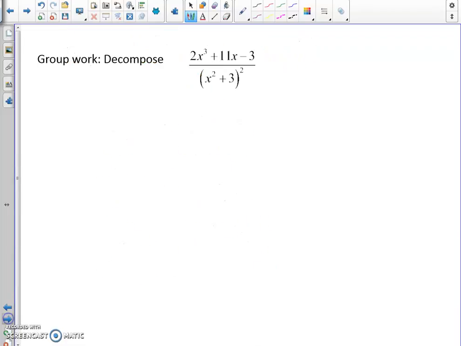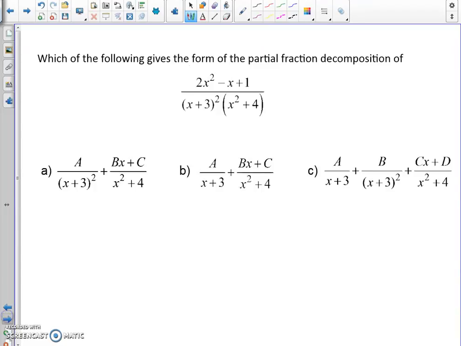You've got a group work problem now. Give you a few moments to work on that. Okay, so welcome back, and as your final assessment here, I want you to select the correct setup for this last problem.